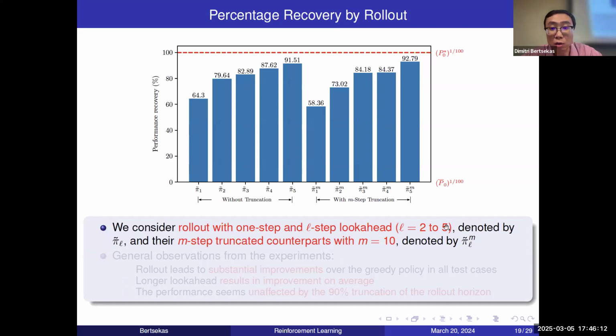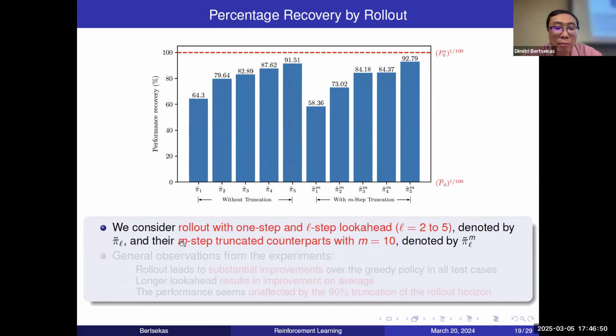But the good thing is with longer lookahead, typically you get improvement. And because there are a lot of simulations to run all the way till the end, we decided to test out how effective it is to do truncations of rollout as well. In particular, this portion is rollout with L-step lookahead. So the subscript is the number of lookahead steps we use. So pi tilde 1 is 1-step lookahead, pi tilde 2 is 2-step lookahead, and so on.